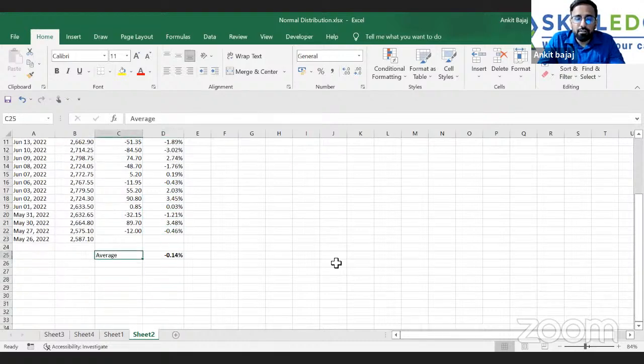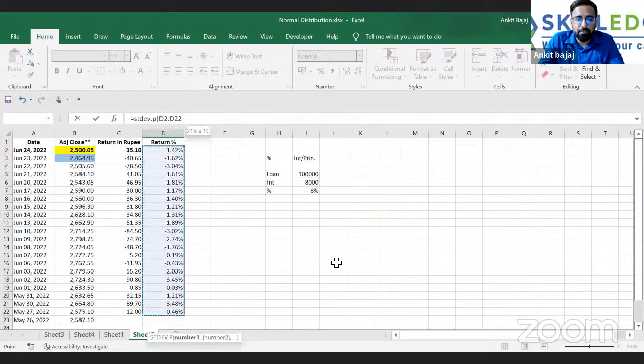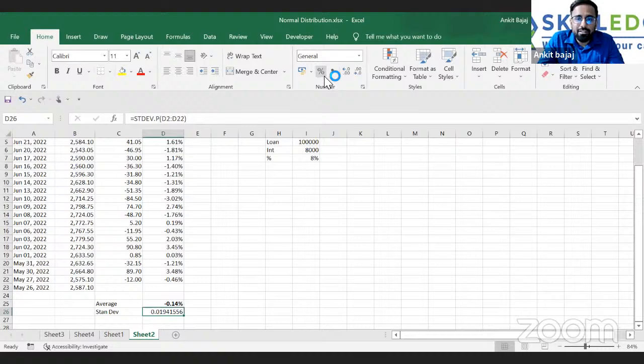Now, if I ask you to calculate standard deviation, what you will do is put up the formula, that is stdev.p, right? Open the bracket and select all the values here, and press enter. Now, if you see here, what is the standard deviation in terms of percentage? Standard deviation is approximately 2%, which is very less. So it shows the movement in the security, right?